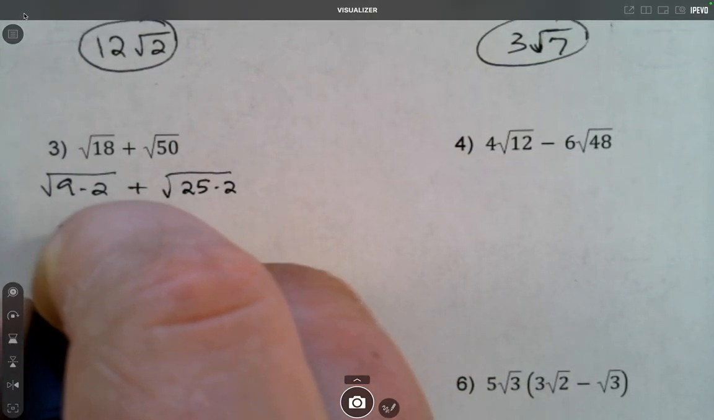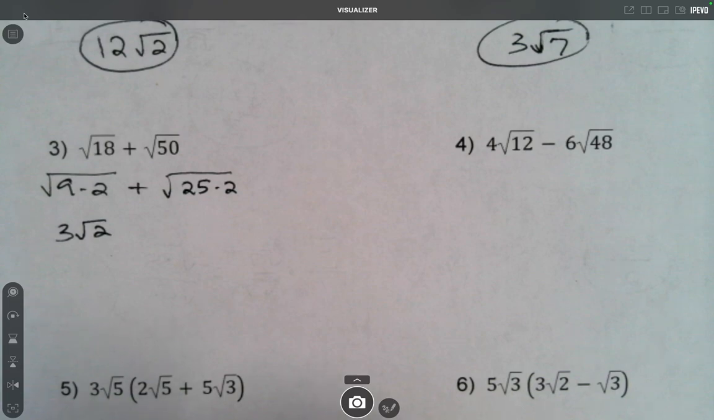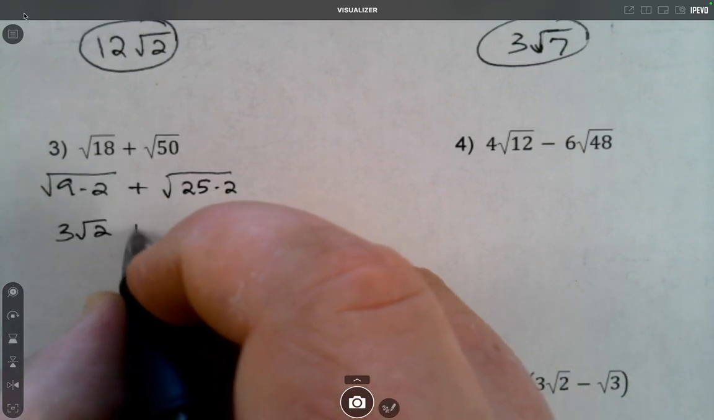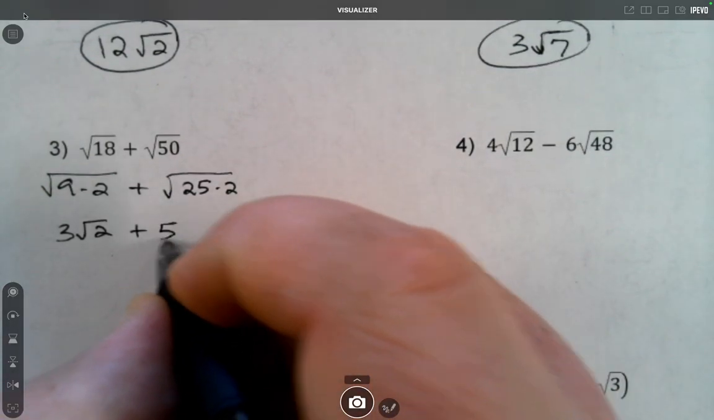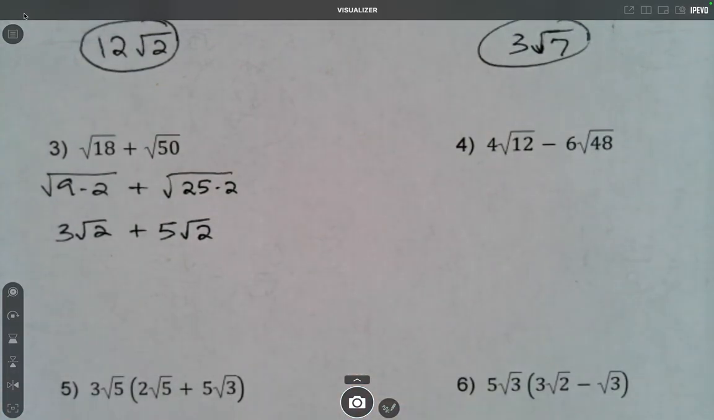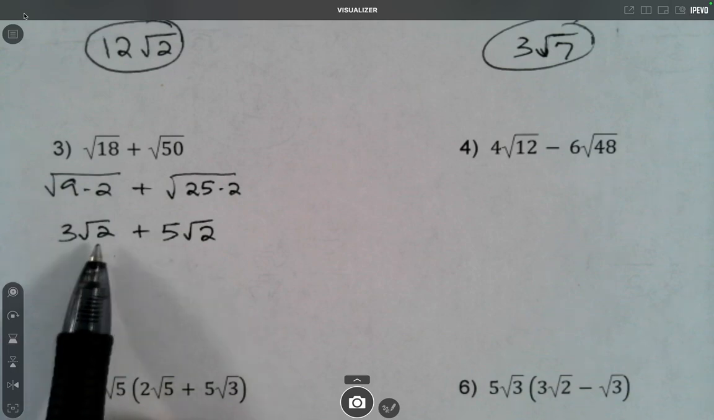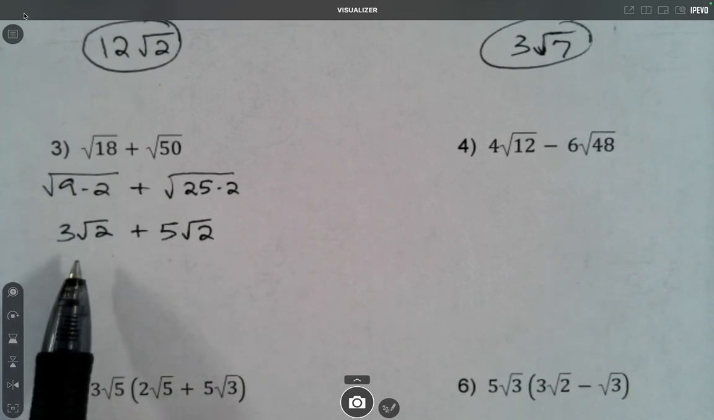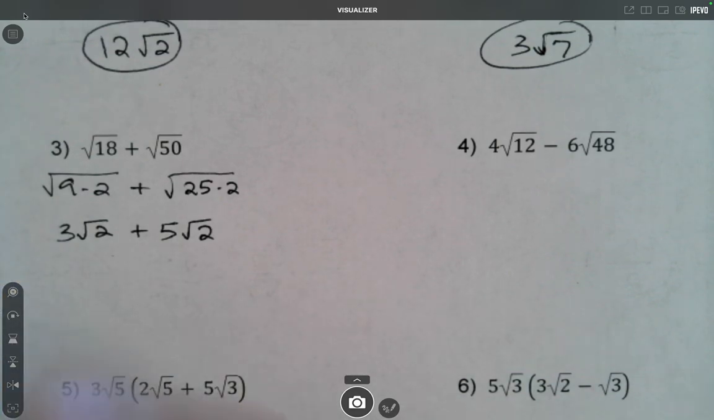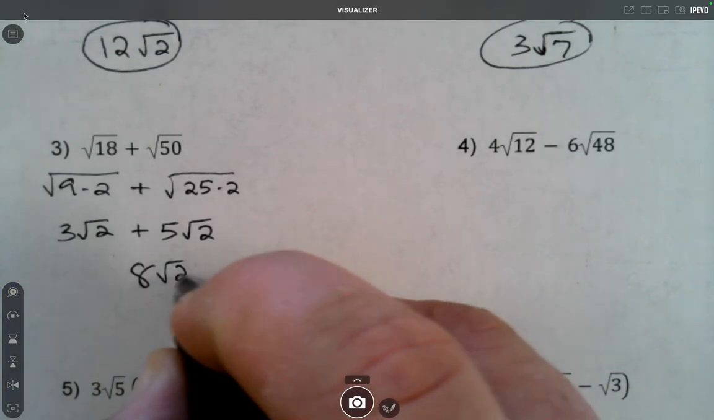The square root of 9 is 3. The 2 stays inside because it's not a perfect square. The square root of 25 is 5, and the 2 stays inside because it's not a perfect square. Now that we've reduced them, they are like radicals, and we can combine them. There's 3 of them here, plus 5 more of them here, for a total of 8 square root of 2's.